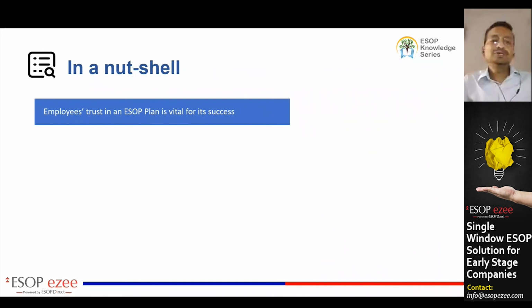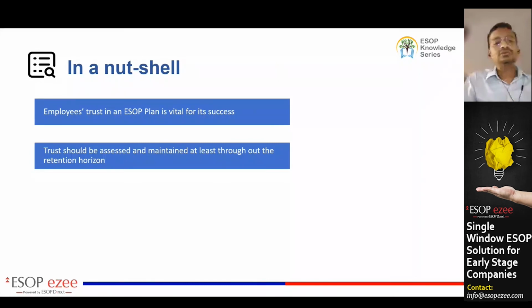Now, coming to employees' trust in an ESOP plan being vital for its success. When we talk about the success of an ESOP plan, we cannot say that employees' trust alone is the factor which results in success. But it can definitely be said that it is one of the important parameters, among other parameters, which makes an ESOP plan a success. It is definitely there because employees are at the receiving end. They must believe in the plan. If they have that belief, that trust, the plan can sail through easily.